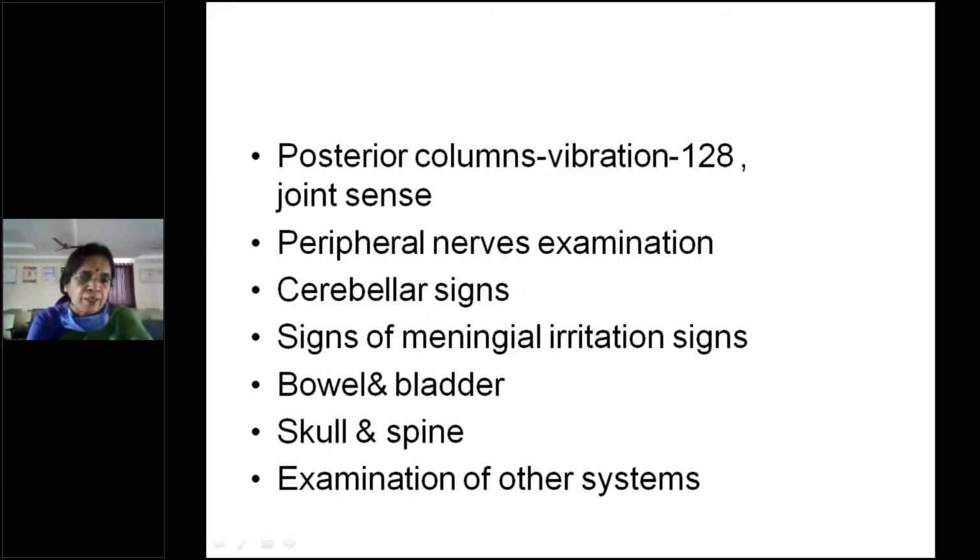So meningeal irritation shows as neck rigidity, Kernig sign, and then Brudzinski sign. Brudzinski sign is usually elicited more commonly in children than in adults. There is a neck sign and a leg sign. If you flex the neck, the legs will also be flexed. That is the Brudzinski neck sign. The leg sign means if you flex one leg, the other leg also will be flexed. So these are the three signs elicited in meningeal irritation.